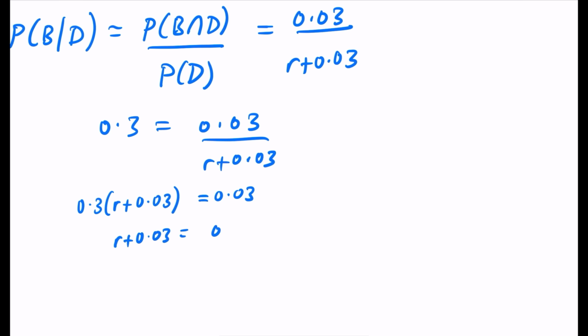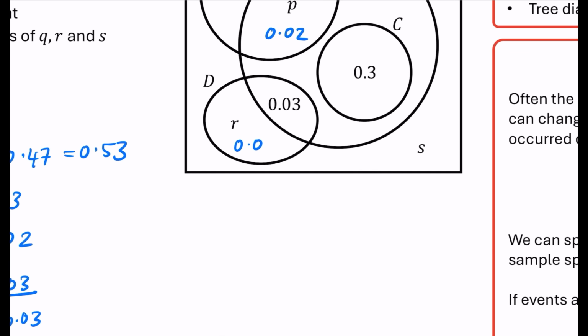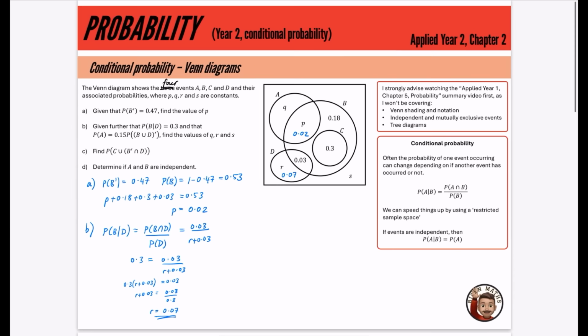I want to do 0.03 divided by 0.3. So I can now calculate what R is by doing 0.03 divided by 0.3. There's so many zeros and threes in this. And I'll divide them, and then I'm going to subtract 0.03 so that I get R is 0.07. Let's add it to the diagram so we can get more information about what is going on here. And we're going to continue.